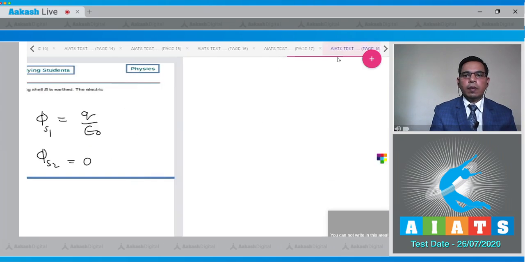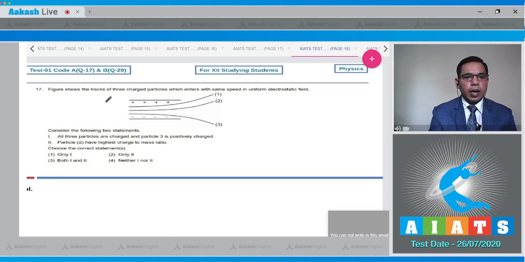Now move to question number 17, which states that the figure shows the tracks of three charged particles which enter with the same speed in a uniform electric field. Consider the following two statements. All three particles are charged and particle 3 is positively charged. Particle 2 has the highest charge to mass ratio. Choose the correct statements. Now dear students, here we can see that charged particles are deflected. That means all the particles are charged. Now we can see that particle 3 is moving towards the negative plate, that means it is positively charged, and these two, 1 and 2, are negatively charged because they are deflected towards the positive plate.